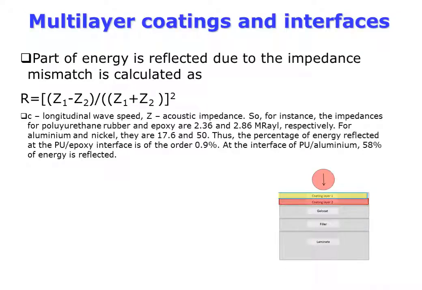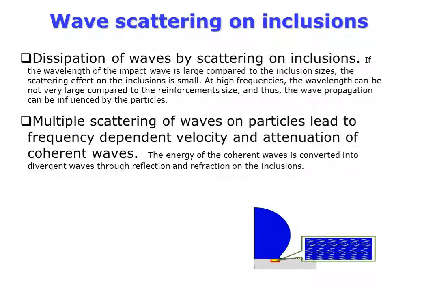Raindrop impact causes stress wave propagation in the coating. An elastic stress wave reaching the interface between two layers can be partially reflected. The part of energy reflected depends on the acoustic impedance mismatch of the layers. Inclusions or particles distributed in the coating layer can also dissipate the impact wave energy.